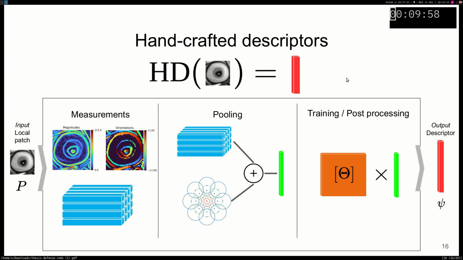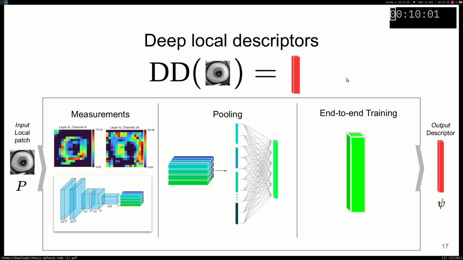Let's try to contrast this with deep local descriptors. If we do that, we can see that the steps are pretty much the same. We have measurements, pooling, and then end-to-end training. In the case of measurements, we have a fully convolutional network, and you can see that these measurements are slightly more complicated and not so easy to interpret. In the pooling step, basically we can interpret it as a concatenation of the activations from the top layer, and then a fully connected layer which consists of some weight W. And finally, in the end-to-end training part, we learn the parameters of these networks.